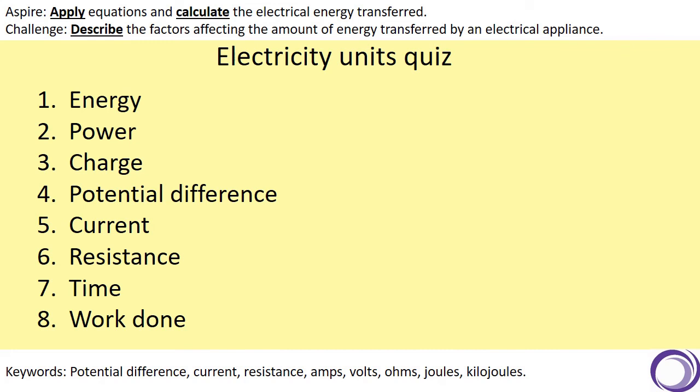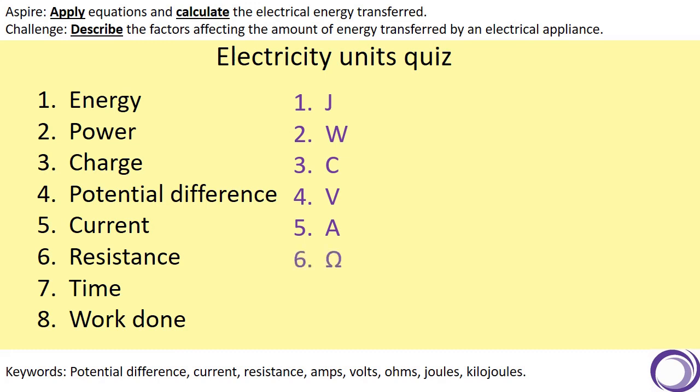You ready? First one, joules, capital J. If you put a little j, you're only having half marks. Power, watts, capital W. Both surnames. The ones that are surnames are always capital letters. Number 3, charge is in coulombs, capital C. 4, potential difference, volts. Current, 5, amps. So they're all named after someone's surname so far.